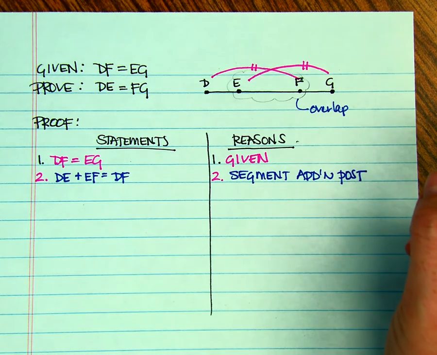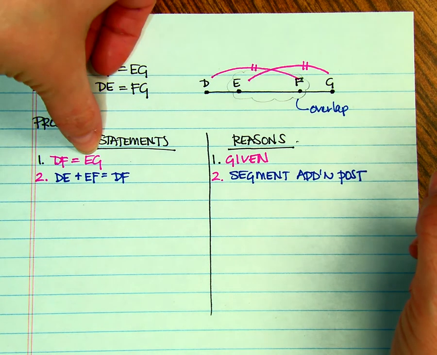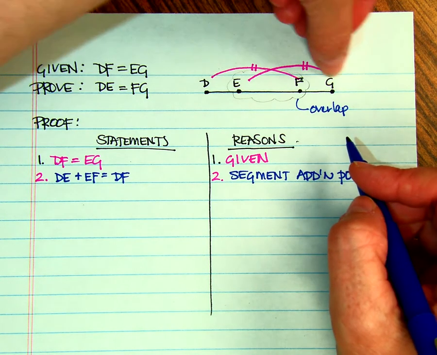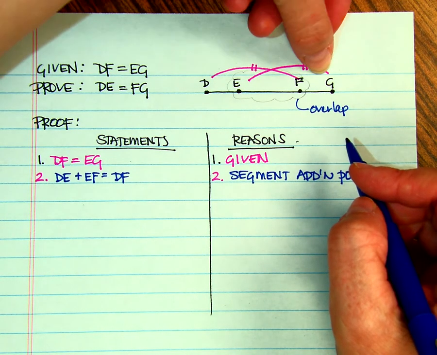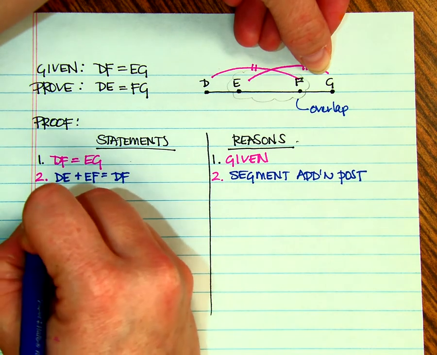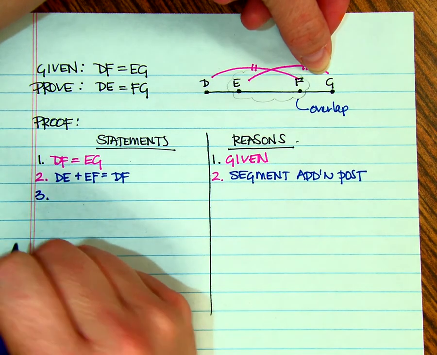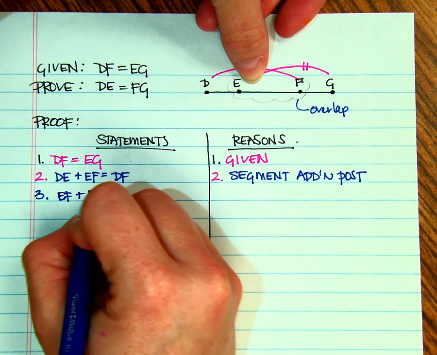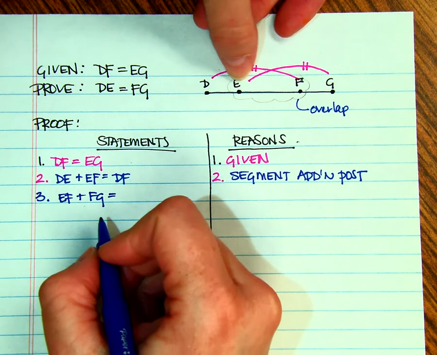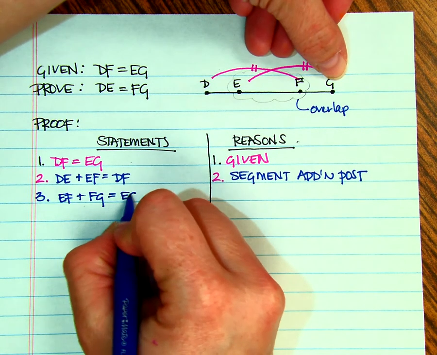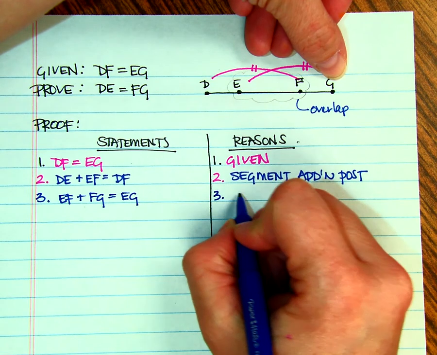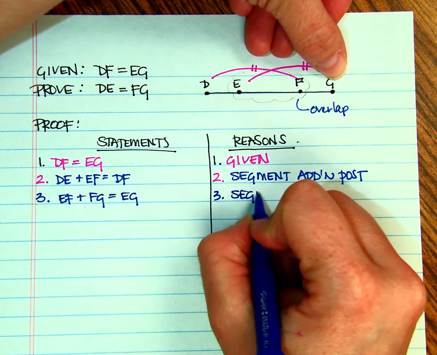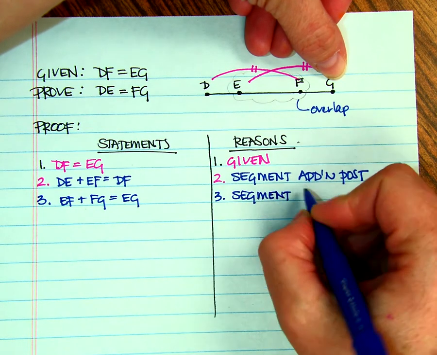Okay, well, I have another segment, and that is EG. So EG, if you look, is also made up of two individual segments. So again, I'm going to go ahead and use my segment addition postulate. So I know that EF plus FG equals the whole segment of EG. Again, by this segment addition postulate.